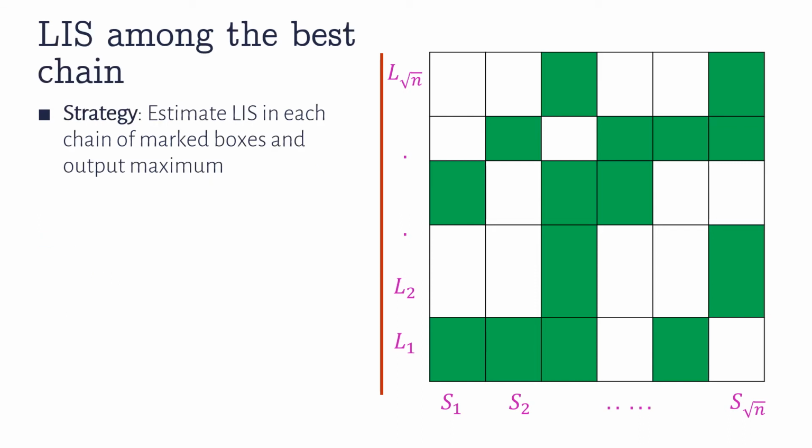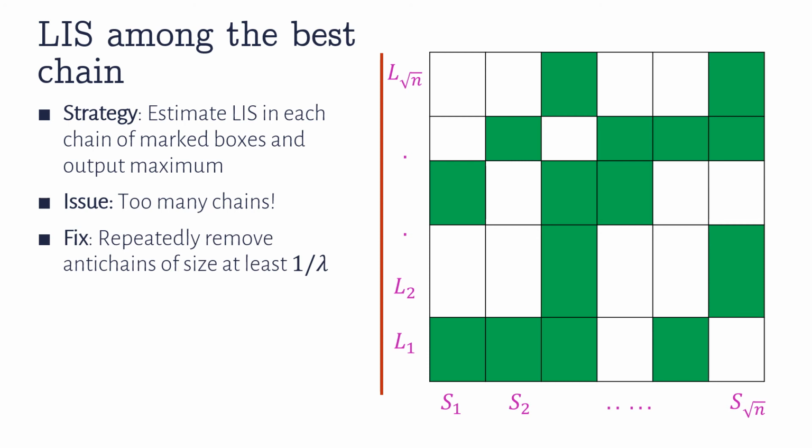Now a strategy is to estimate the LIS somehow in each chain of marked boxes and output the maximum among these values. The issue here is that there are too many chains. In fact, one can come up with examples where the number of marked boxes is quite small in the whole grid. However, there are exponentially many, exponential in n, or in root n, many chains among the marked boxes.